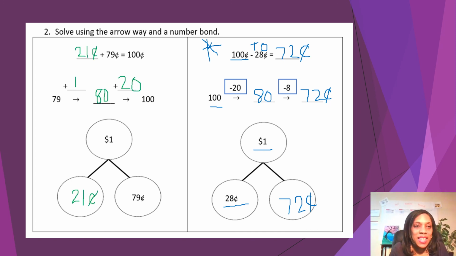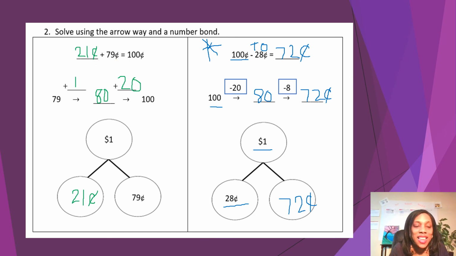So when we look at the next problem, we're looking at the first problem because we did the second one together. So if I'm at 79 and I want to get to 100, 79 plus 1 will get me to the next 10 number, which is 80. 80 plus 20 takes me to 100. When I go back and I put the 1 and the 20 together, I have 21. So 21 plus 79 equals 100.